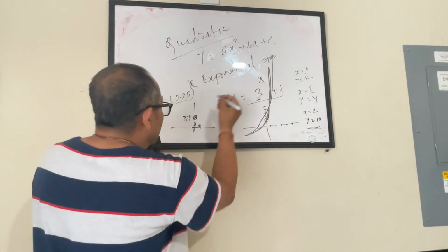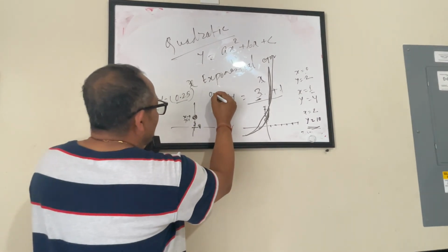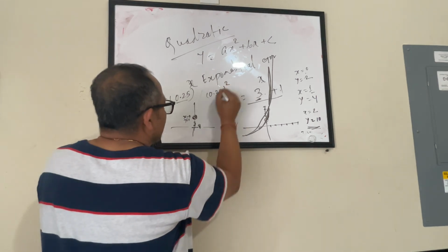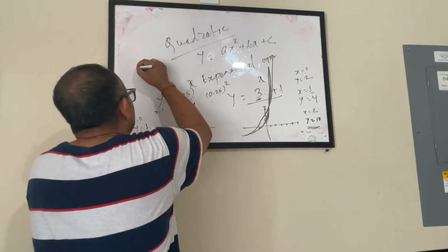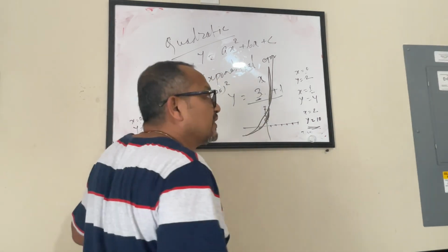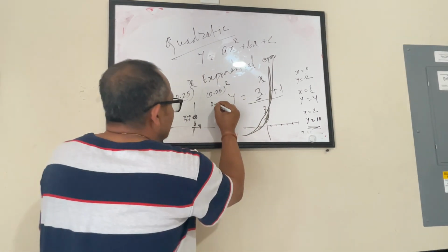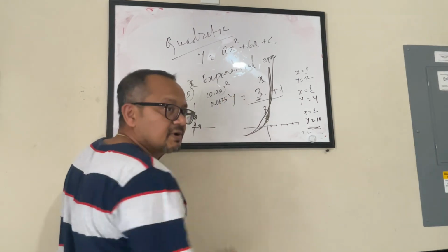When x equals 2, what will it become? 0.25 squared. So it will be 0.25 times 0.25, which becomes 0.0625.